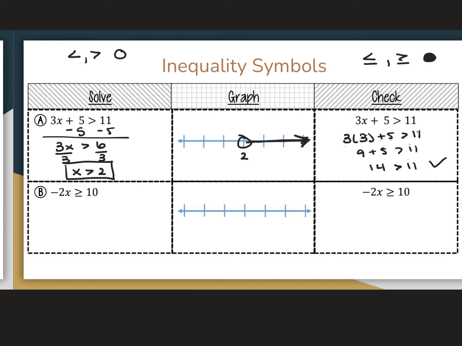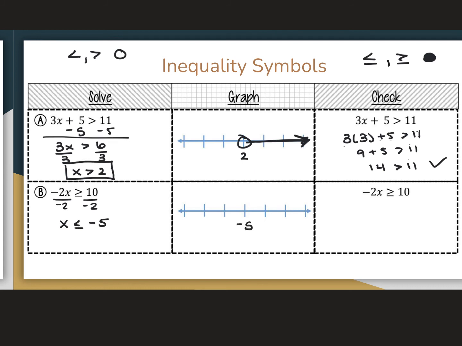All right. For B, we have a one-step equation. So I have negative 2x is greater than or equal to 10. So I have my negative 2 times x. I'm going to divide both sides by negative 2. My negative 2's cancel, so I get x. Since I divided by a negative number, I'm going to flip my sign, and I get negative 5.